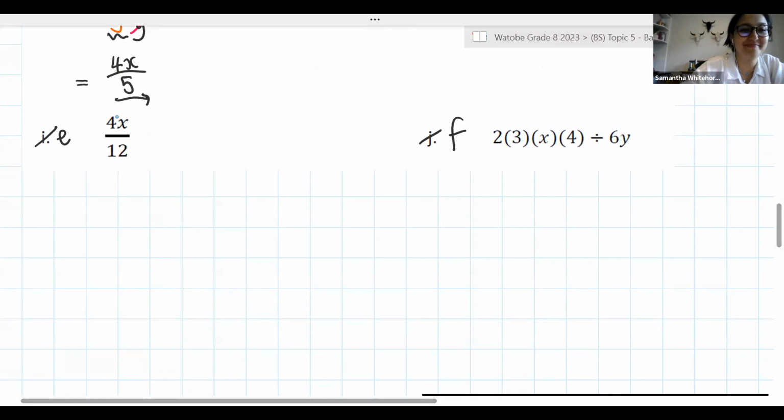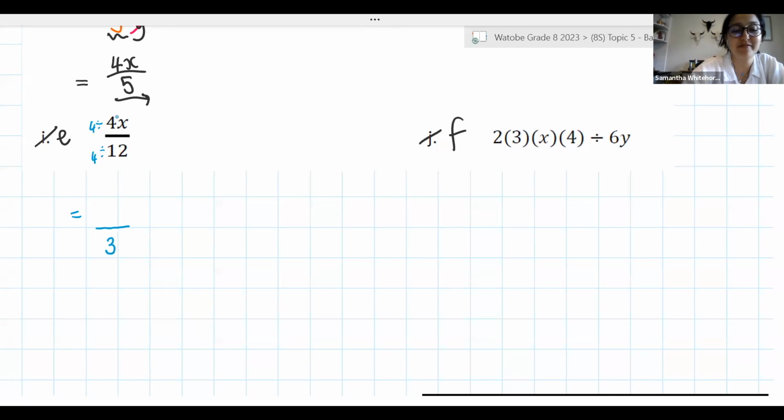I'm okay. So for E, I said 4x, right? Since it was a fraction, I said 4x over 12. 12 did not have any variable. So I said 4x and saw that 4 and 12 can both be divided by 4. 12 divided by 4, it gave me 3. 4 divided by 4 gave me 1. And then since 4 had x, I just added the variable x, not forgetting.